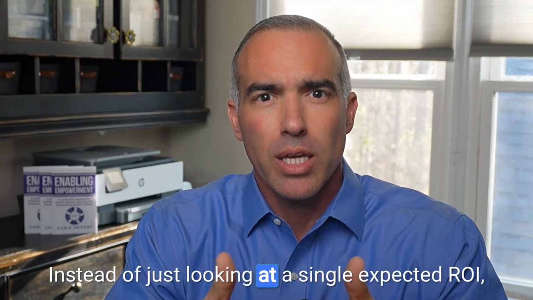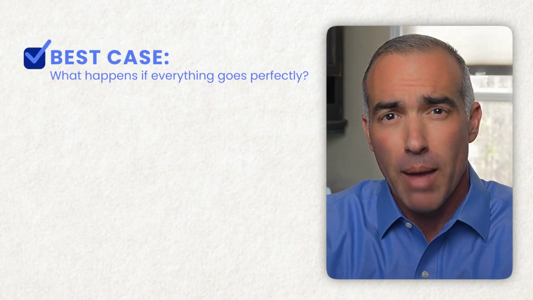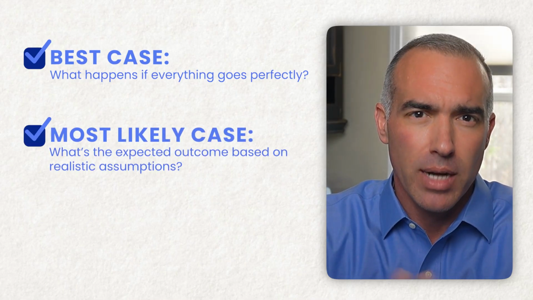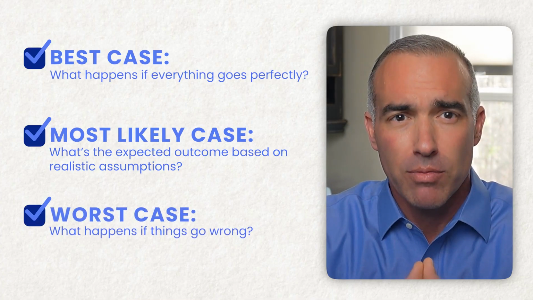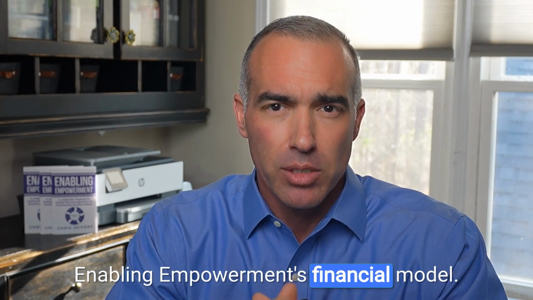Instead of just looking at a single expected ROI, we evaluate the best case, what happens if everything goes perfectly, the most likely case, what's the expected outcome based on realistic assumptions, and the worst case, what happens if things go wrong. This is one of the advantages of using Enabling Empowerment's financial model.